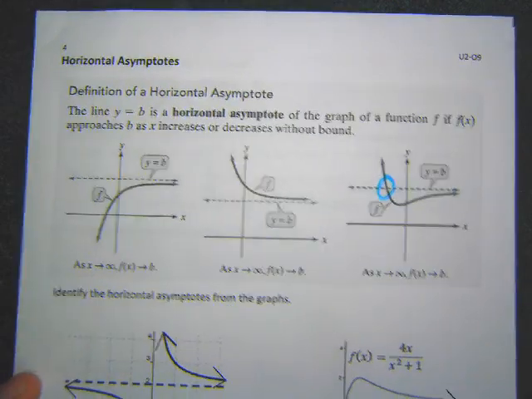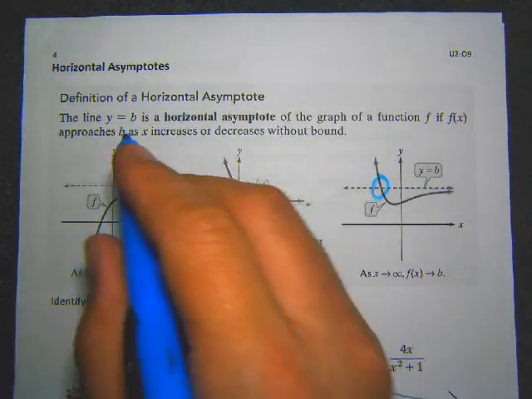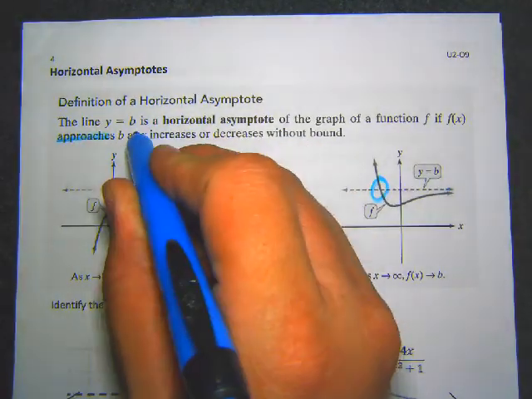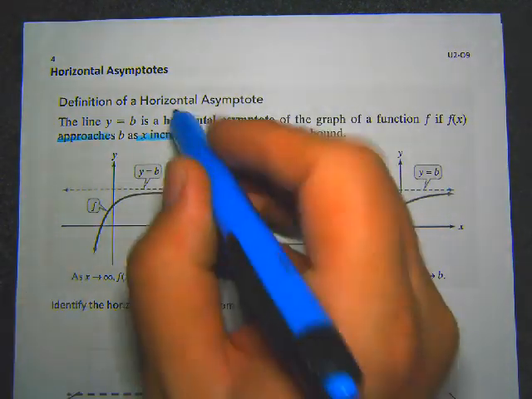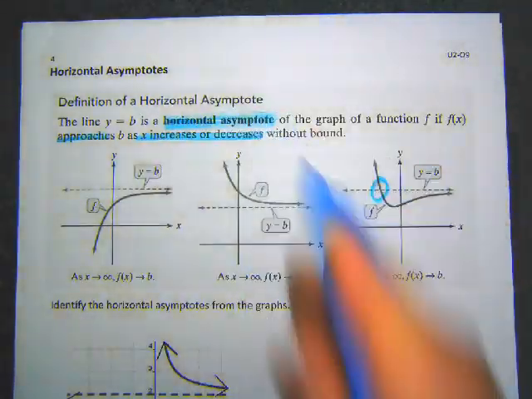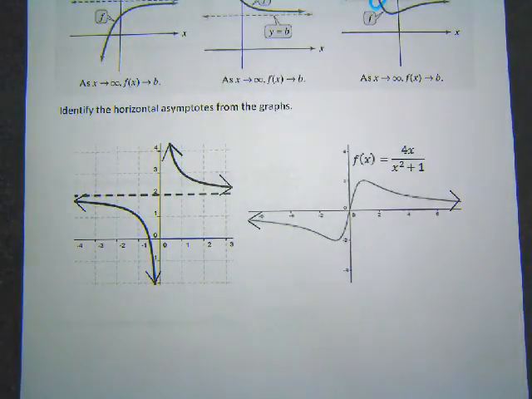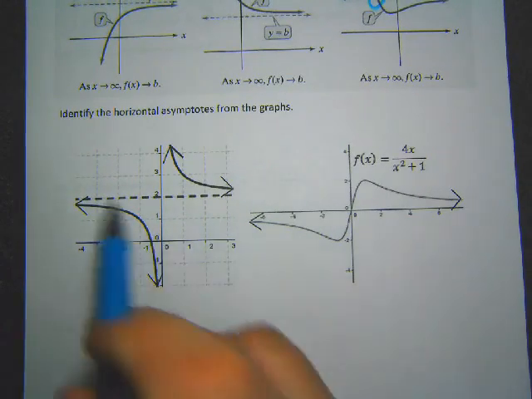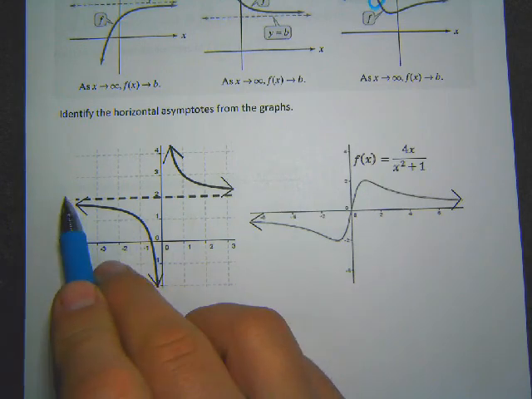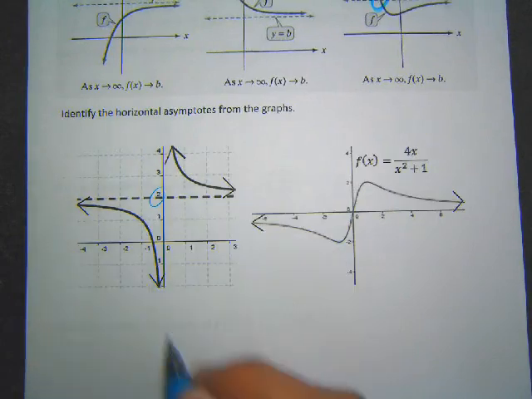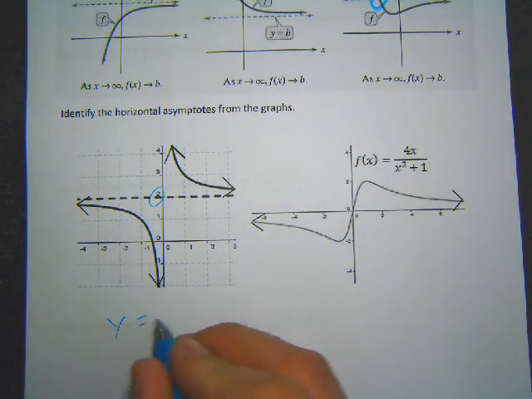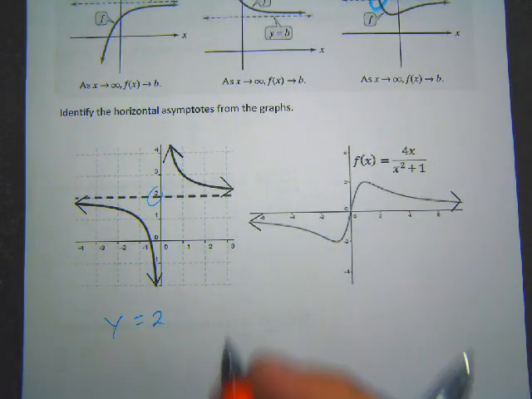So horizontal asymptotes, it's what you approach. You approach it as x goes to infinity, either positive or negative. That's the horizontal asymptote, the line that you're getting closer and closer to at the ends. Again, you can see these from graphs. So you can kind of see here this one. As you get closer and closer from both sides, you're getting closer and closer to 2. So this one would be the line y equals 2. That would be your horizontal asymptote for this one.